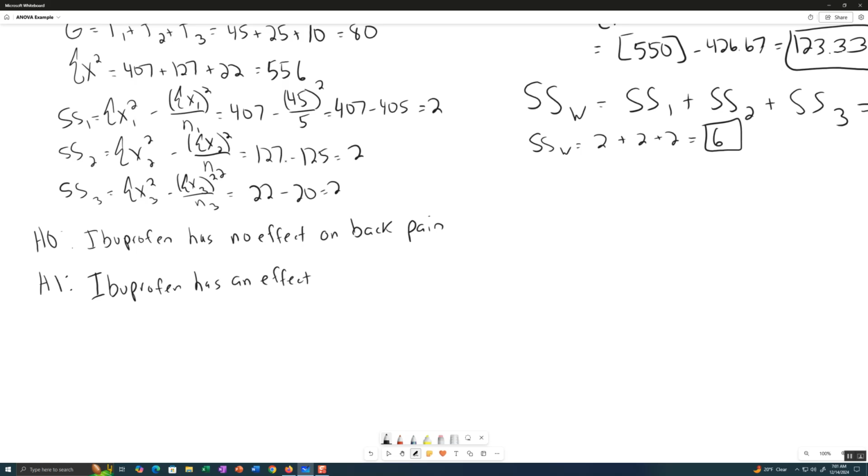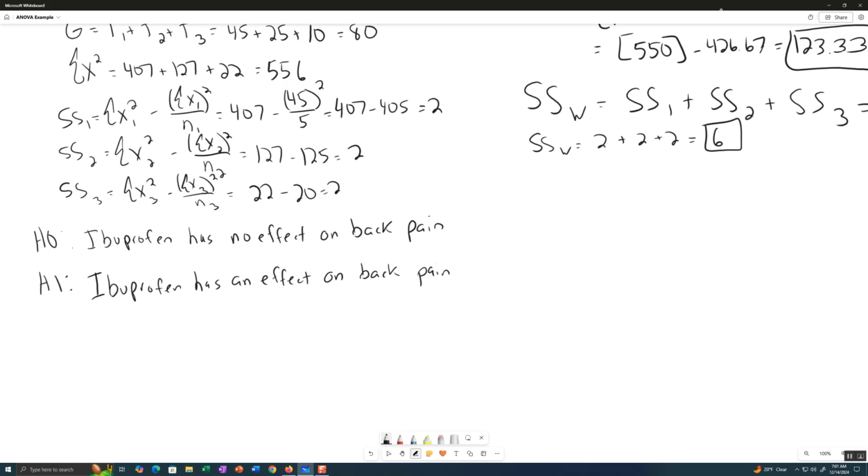Remember that this is not directional, it's always non-directional when it comes to calculating the F ratio. So all we're saying is there's no difference or there's some difference. Now, we don't know where the difference is, so if I reject the null and I support the alternative, we then have to find which groups are different from each other. That's why we do the post hoc tests.